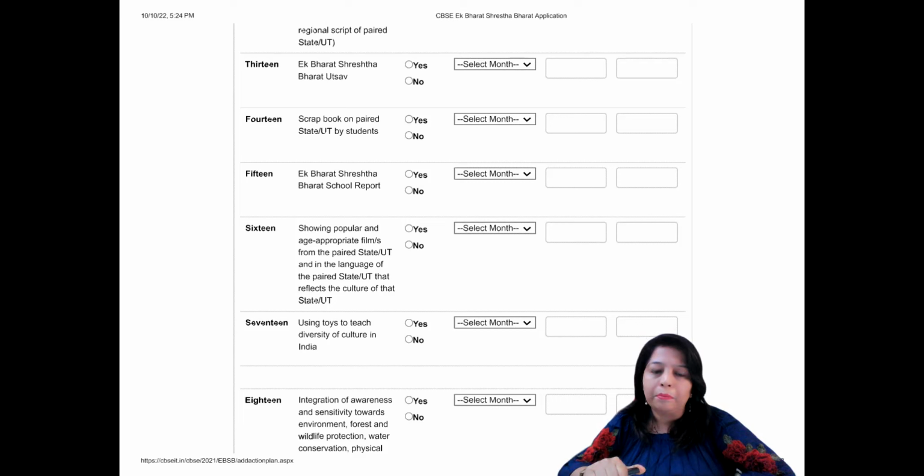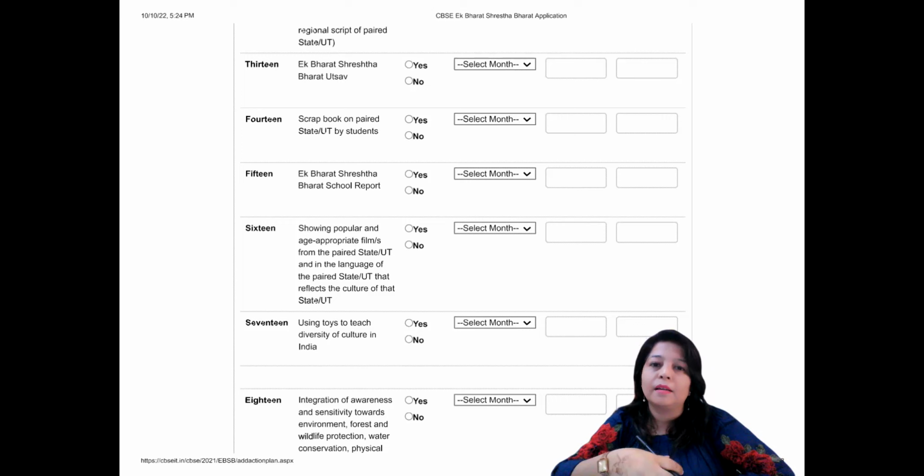Now, scrapbook on the paired state or UT by the students. Scrapbook making, I guess some of you have already given this kind of work. I know that during summer break you have already discussed it. Make sure you go through it, and if students require any kind of insights, do provide the same. This is to be done by Hindi teachers. I guess they have already done a scrapbook on that. I have seen that.